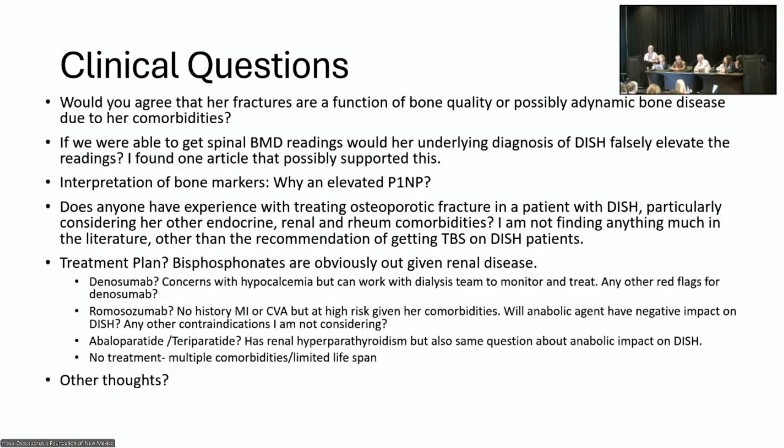In these patients, we're thinking about bone turnover, we're thinking about mineralization, and then we're also thinking about the microarchitecture and the amount of bone.